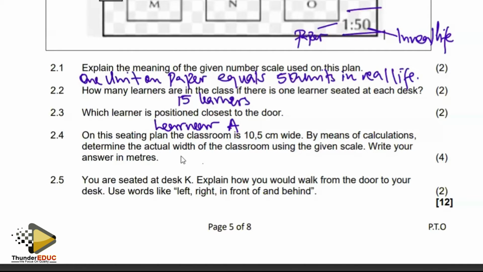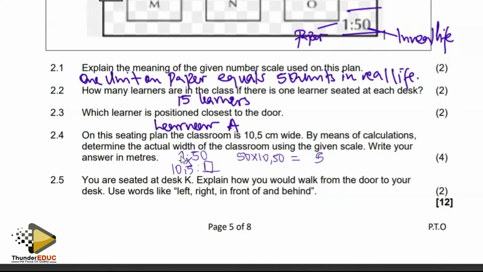On this seating plan, the classroom is 10.5 centimeters wide. By means of calculations, determine the actual width of the classroom using the given scale. Remember, the scale says 1 is to 50. If you have 1 unit on paper, you have 50 units in real life. Now, that means if you have 10.5, you have more than 50 units. What do you do? Cross multiply. So the answer here was supposed to be 50 times 10.5, and you end up having 525.